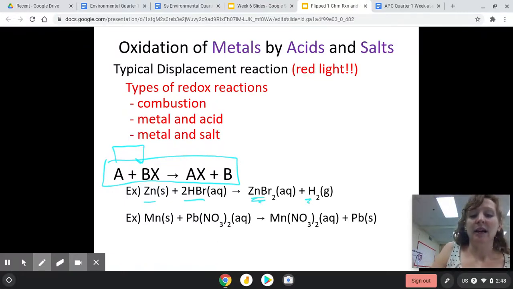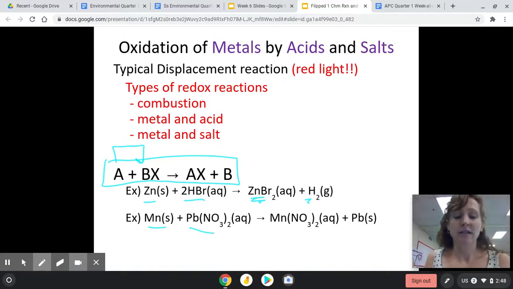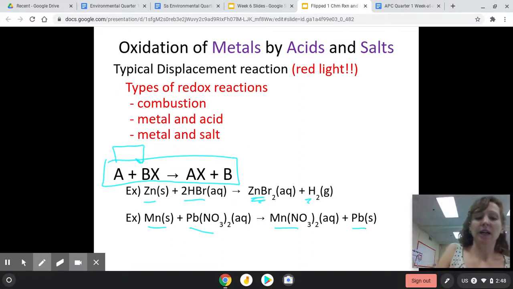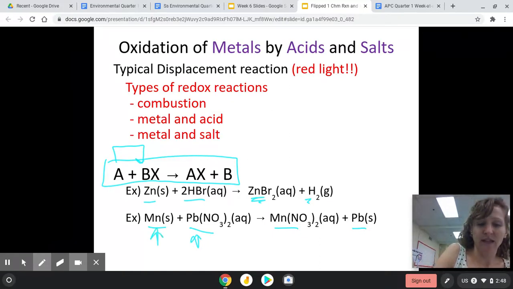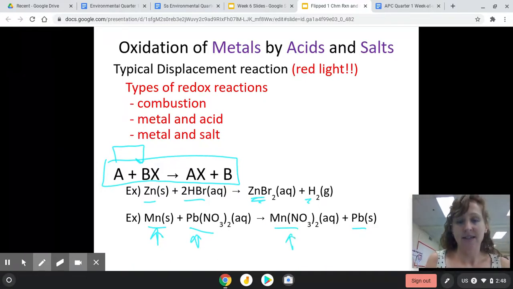And then manganese and lead nitrate. So again, a metal and a salt. In this example, you're going to get out manganese nitrate and then lead. So whenever you have something like lead, like in this case, you have lead 2 nitrate, sometimes you don't know if it's going to end as lead 2 or lead 4. Usually you can guess, because both of them are probably going to form to some extent. One of them is going to be favored over the other one.